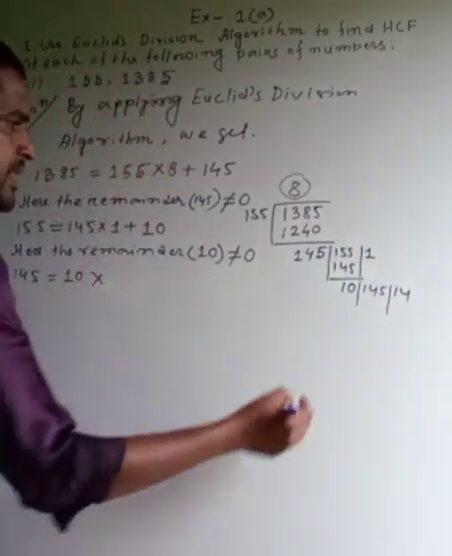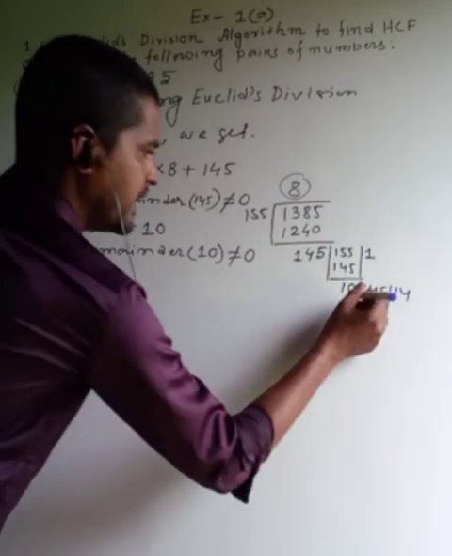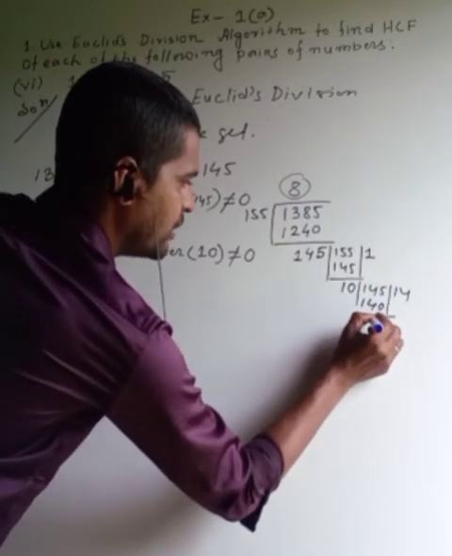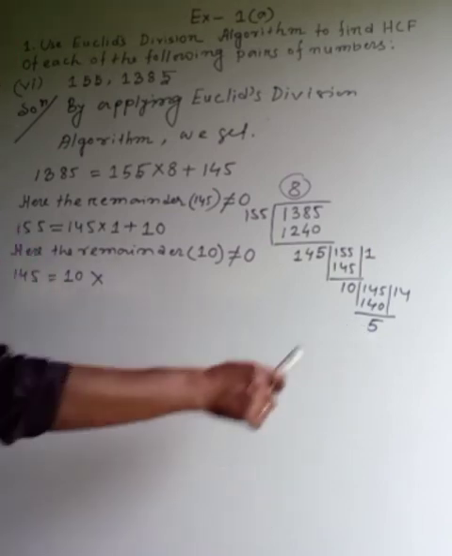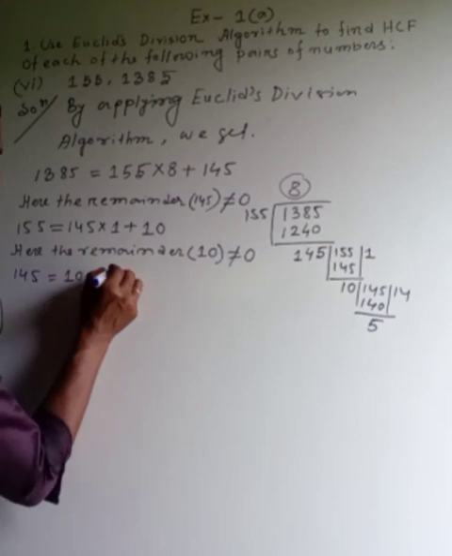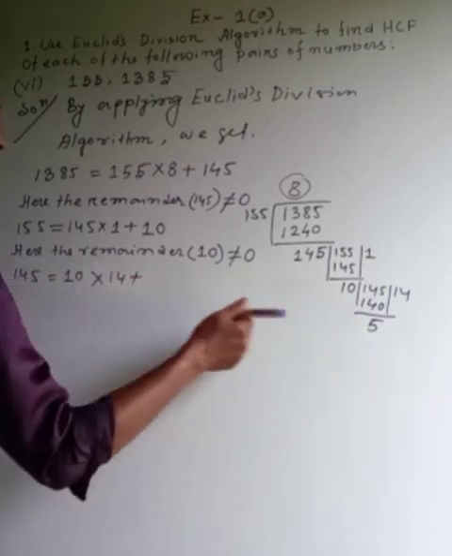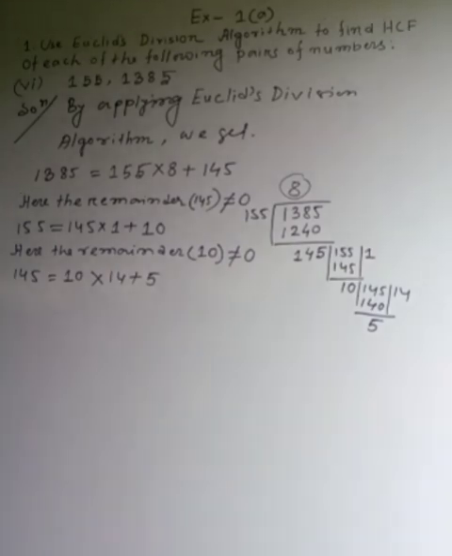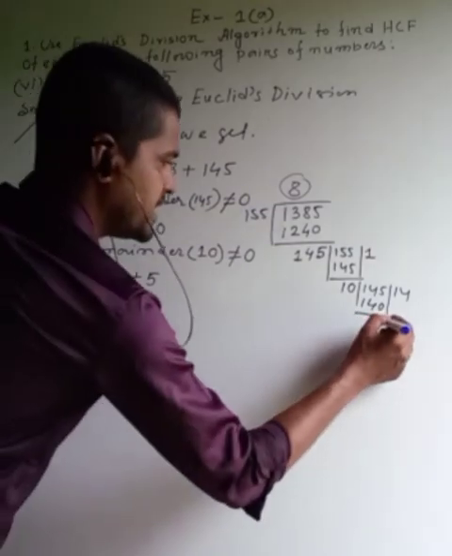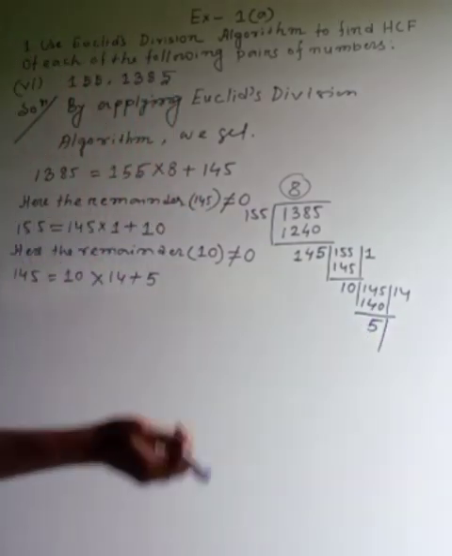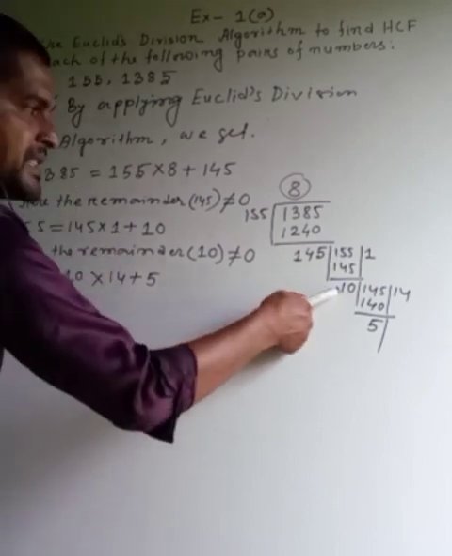So if you divide now, how many times can we go? 14 times. So 14 into 10, 140. How much remain? 5. So how much you got? The quotient is 14. How much you got? The remainder 5. So now also we can see we do not get the remainder as 0. Our target is what? We have to get the remainder as 0.